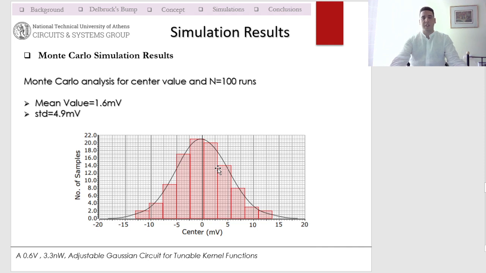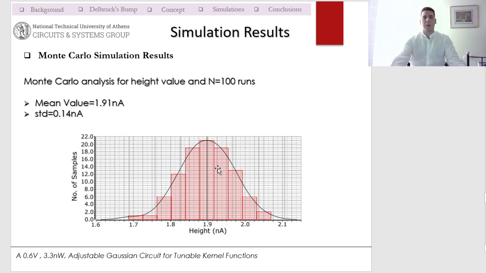The sensitivity behavior has been evaluated using the Monte Carlo analysis tool for n equal to 100 rounds. The corresponding histogram for the bump circuit center of voltage is shown in this slide. Also, the corresponding histogram for bump cell height of current is shown in this slide. Both confirm the proper sensitivity behavior.